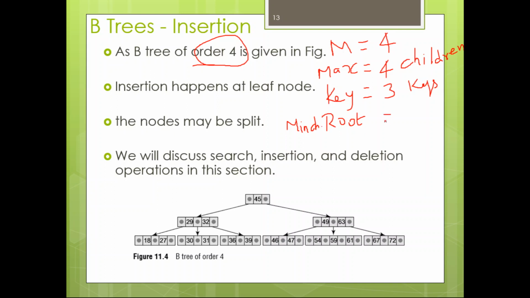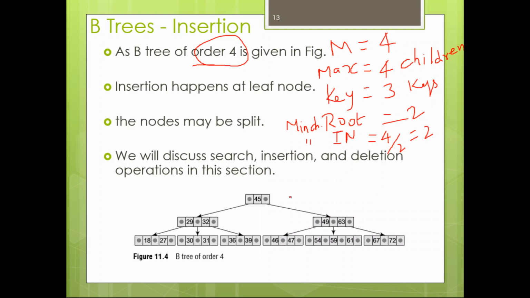Okay, the minimum number of children allowed in the root node is 2. What is the minimum number of children allowed in an internal node, IN? It is ceil of m by 2. Here it is 4 by 2, which is 2. So minimum children should be 2 and maximum children can be 4.